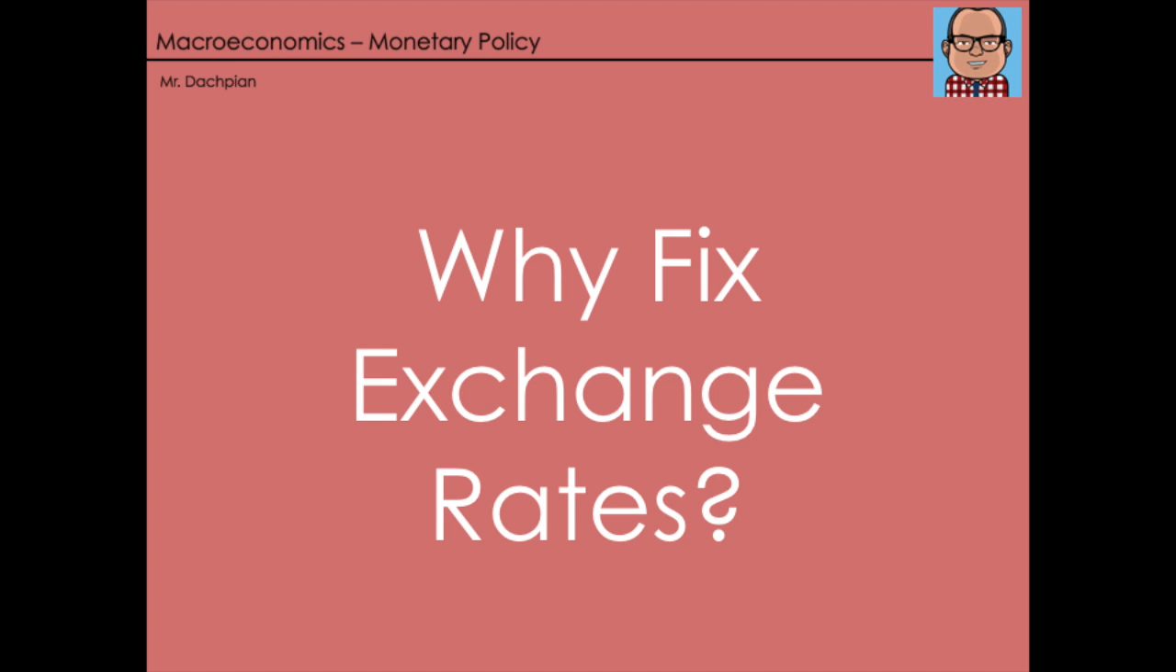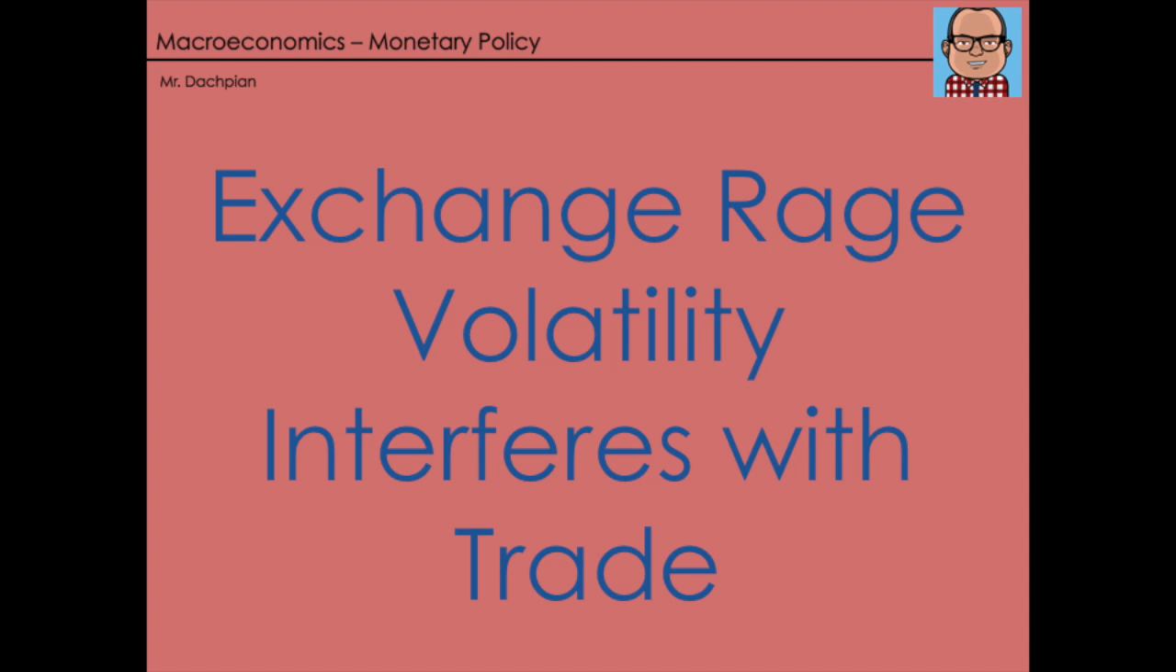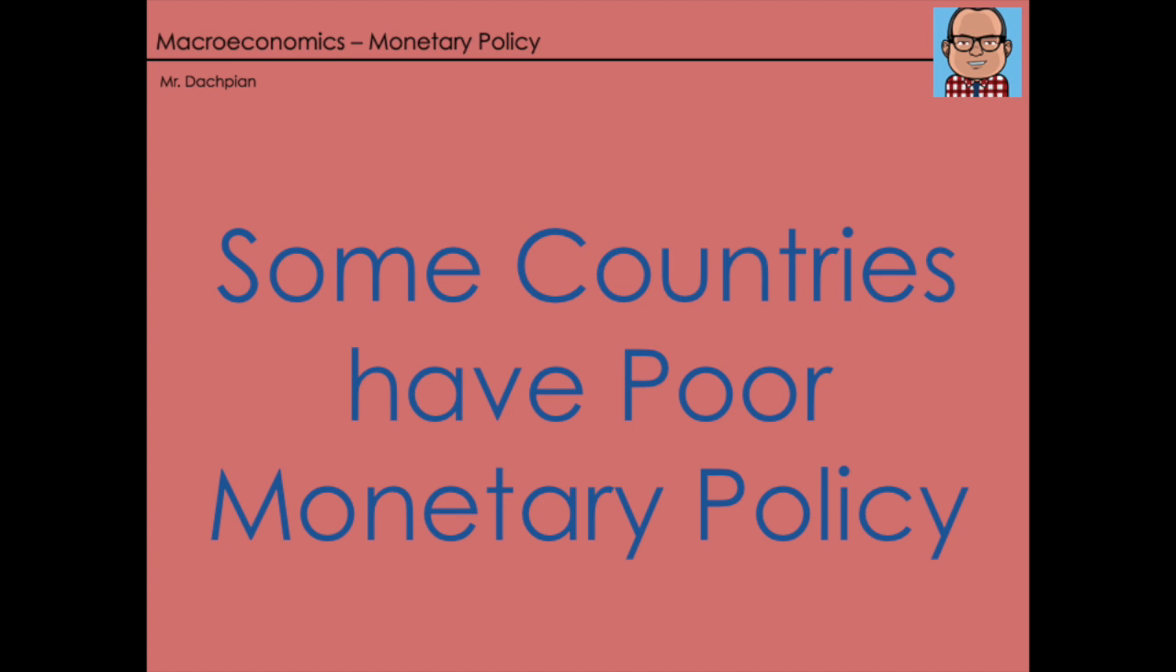Reasons why some countries have fixed exchange rate systems, mainly there are two. Main reason number one, exchange rate volatility interferes with trade. And reason number two, some countries have a history of poor monetary policy. A goal of fixing exchange rates in these cases is to adopt the good monetary policy of a country whose central bank has a history of good policy.